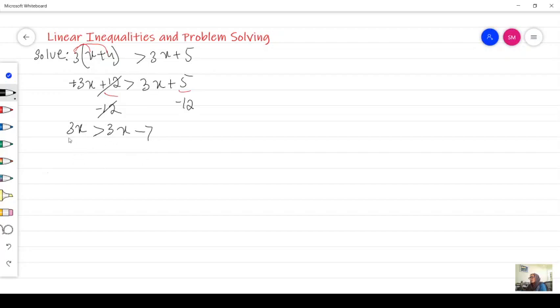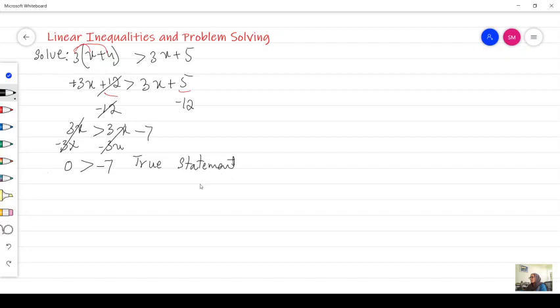Now 3x and 3x are my like terms, so subtract 3x and subtract 3x. You know it's going to cancel out, so I have 0 greater than negative 7. You know that's a false statement. This is not true. 0 is not greater than negative 7. No, that's a true statement, because 0 is greater than negative 7. I'm sorry, that's a true statement.